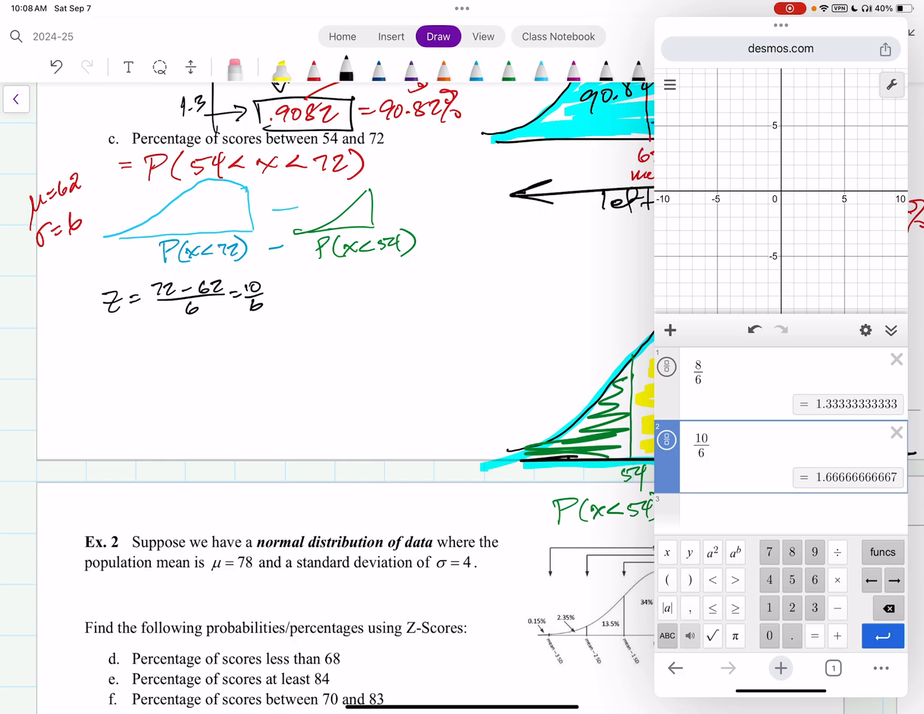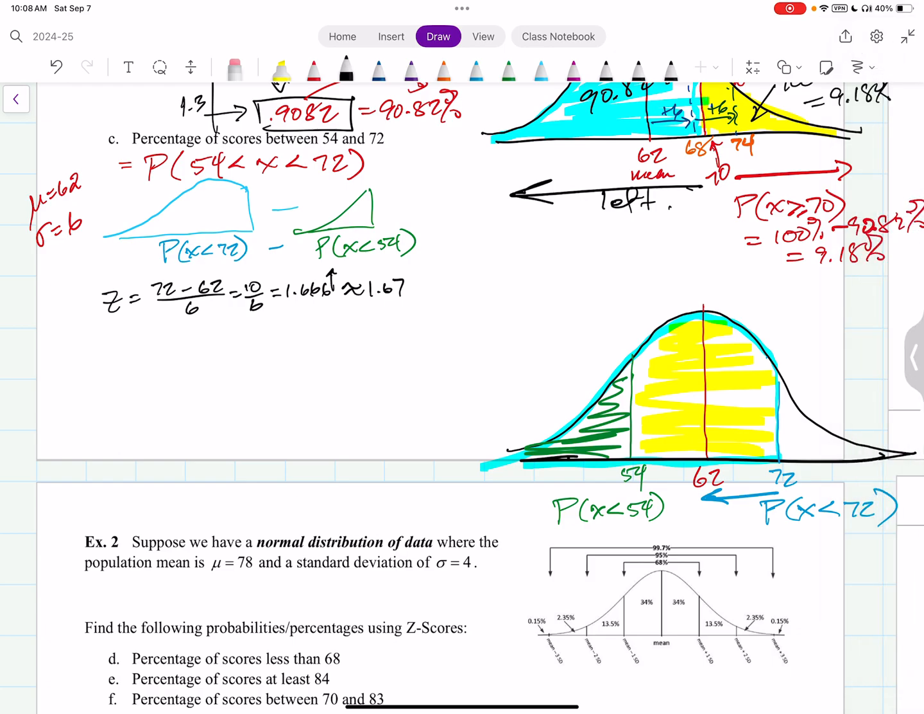Okay, so 10 divided by 6 is 1.666. We have to round that, so you round up. It's approximately equal to 1.67. Now we have a z-score for that, and we need a probability for that. So the first one here, 1.67.